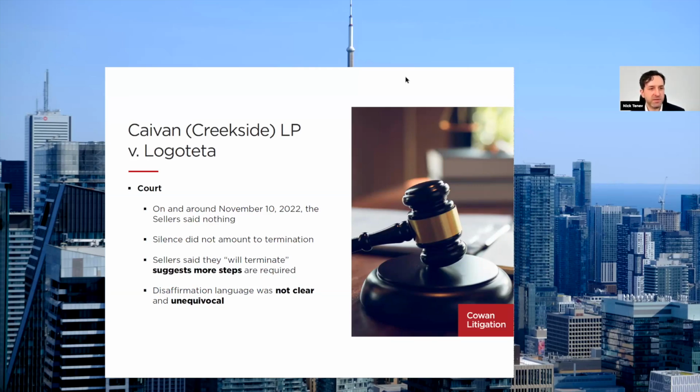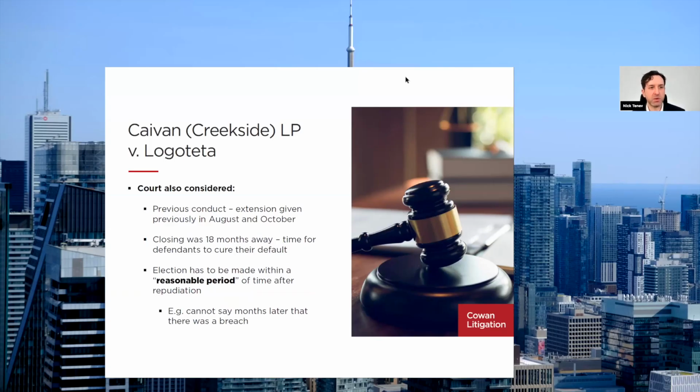And the court said that the disaffirmation language was not clear. So remember, the seller, the innocent party, has to disaffirm or affirm. So in this case, disaffirming is terminating the contract, and they have to do so clearly and unequivocally, which they have not done here according to the court.